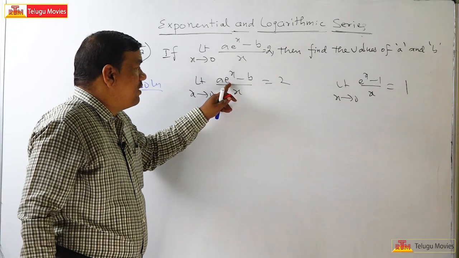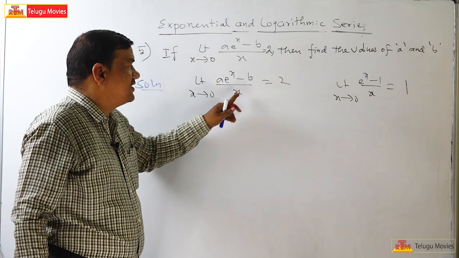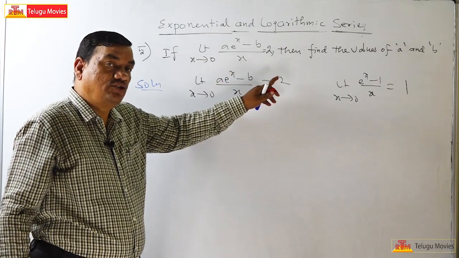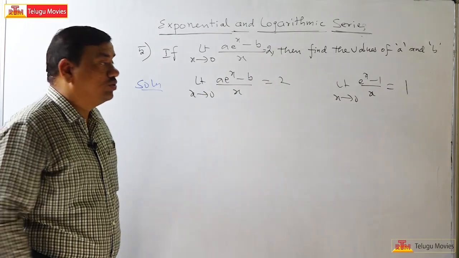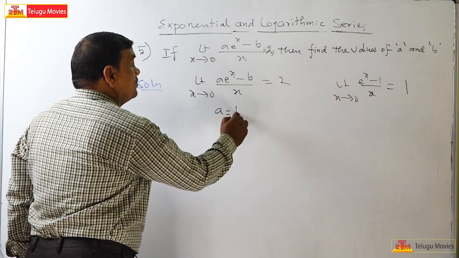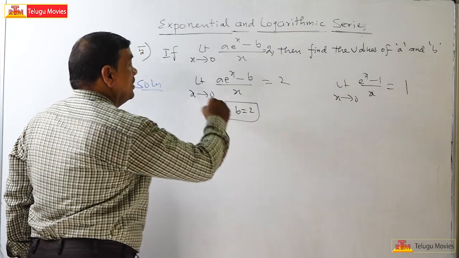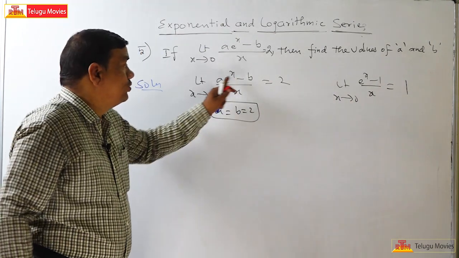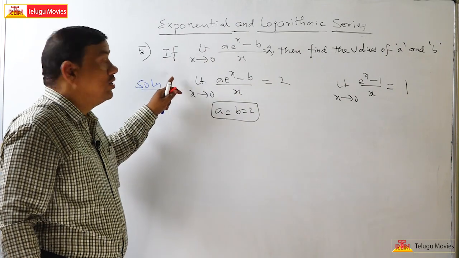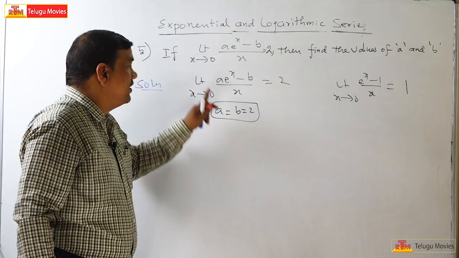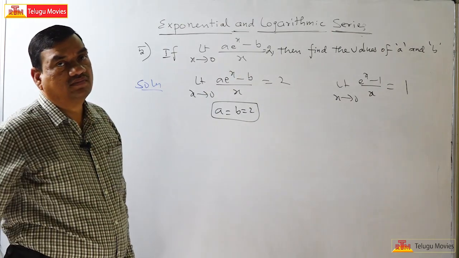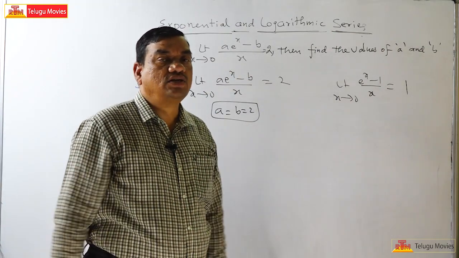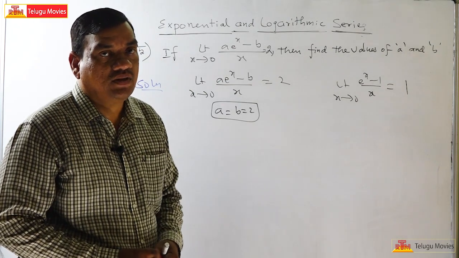So here (e power x minus 1) by x is equal to 1, but here 2 is there. If a is equal to b is equal to 2, see here, take 2 common outside, you can cancel 2 by 2, therefore limit x tends to 0, (e power x minus 1) by x is equal to 1. That's all. We can guess the answer.